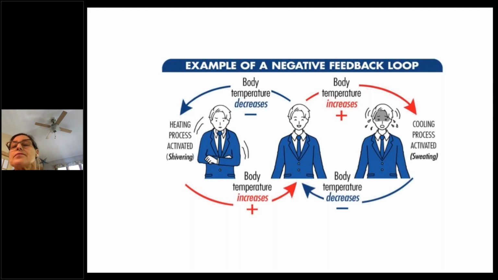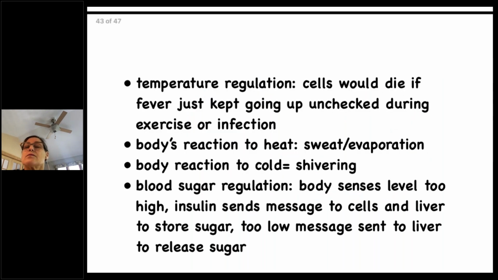Okay, if the body temperature decreases, let's say you get really cold, we're looking at the top blue arrow. It says body temperature decreases. Then your body activates a heating process, which is shivering, and that actually brings the body temperature back up. So the temperature control is one function of homeostasis.